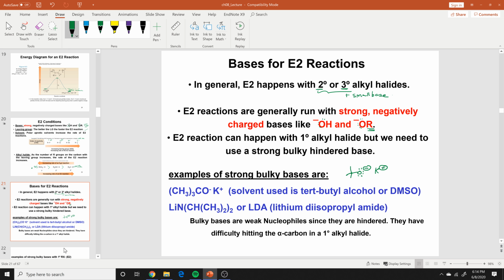And these small bases, they are strong if they have a negative charge. So the moment you see that they have a negative charge, this means that they are strong, then the mechanism is going to be an E2 mechanism.